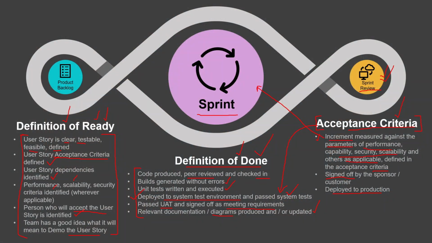I hope you understand the difference between the three, right? Definition of ready essentially means you are ready to start working on something. Definition of done means that you are done with whatever you were working on. And acceptance criteria is essentially a set of conditions that your customer or the sponsor is going to measure whatever you have done against. And if they believe that the acceptance criteria has been met, then you can deploy whatever you have built to production.